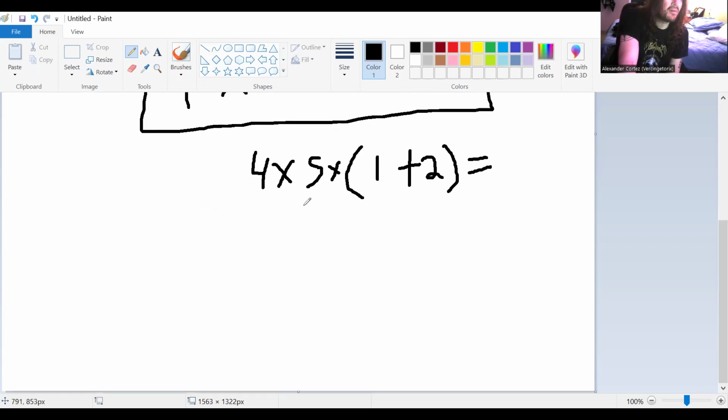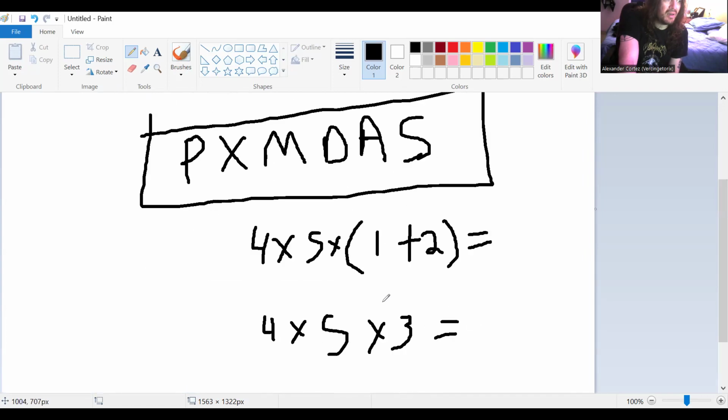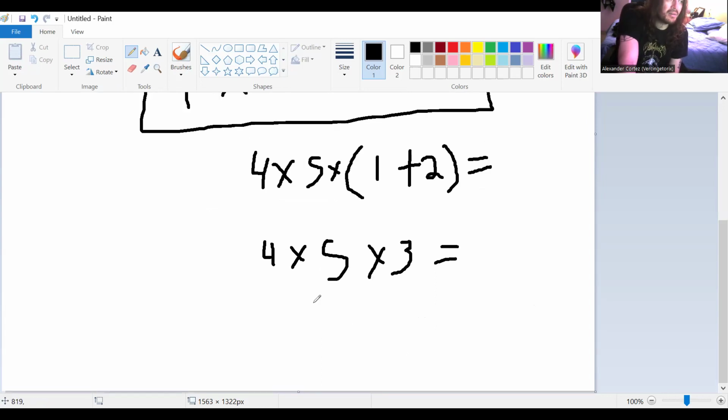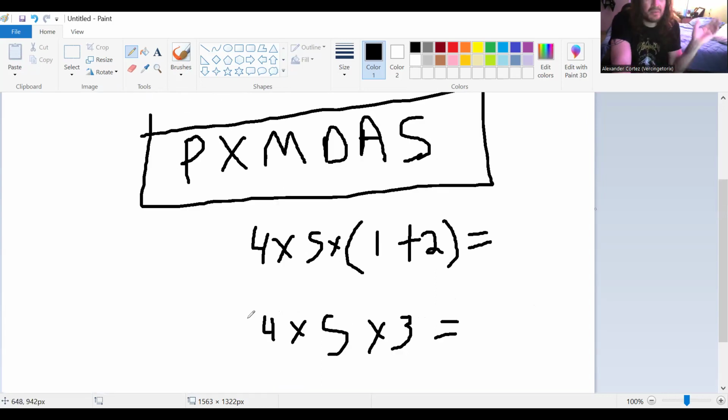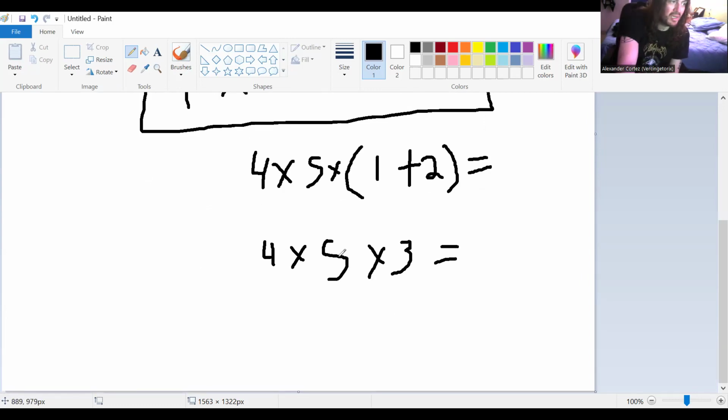So right here, first we would solve 1 plus 2, which is 3. Now that you have the parentheses out of the way, next is multiplication. Since there's only multiplication, you just multiply across, from left to right. So 4 times 5 is 20, times 3 is 60. So it'd be 60.